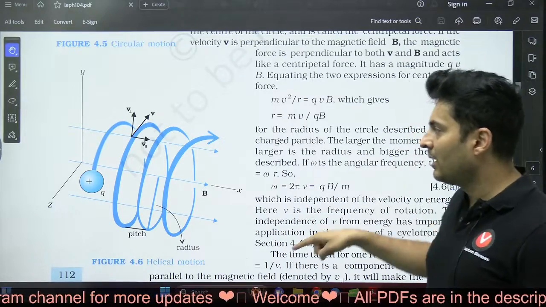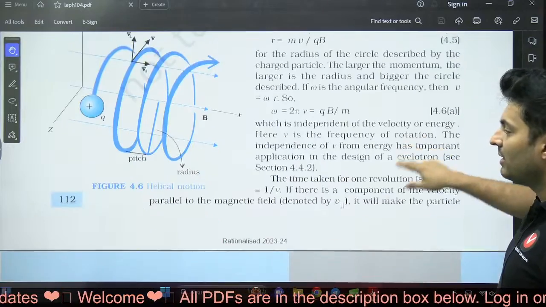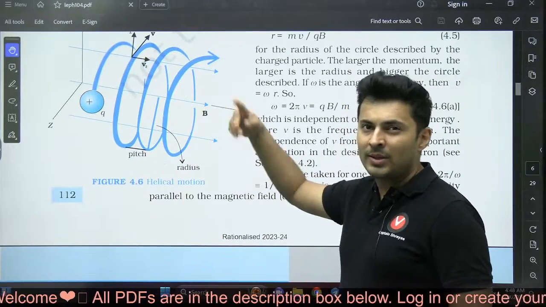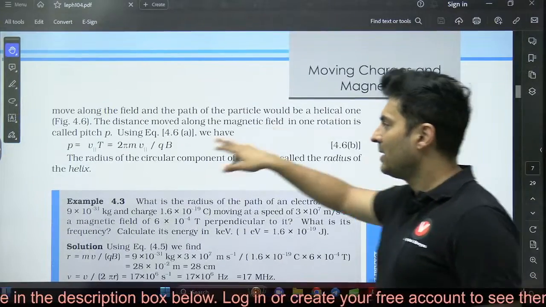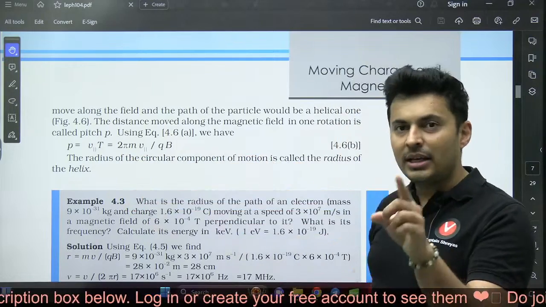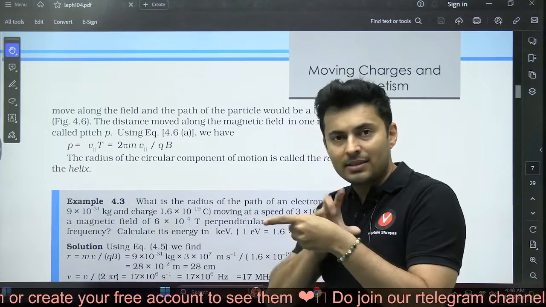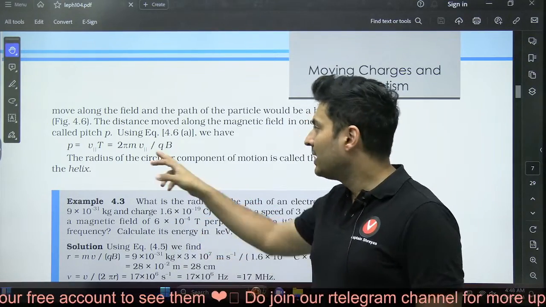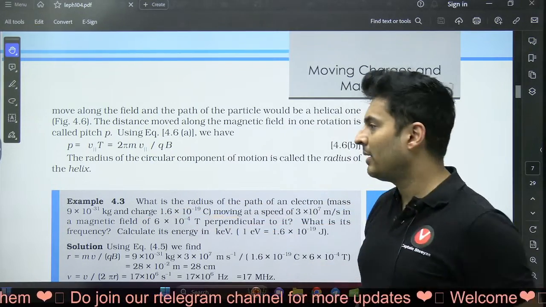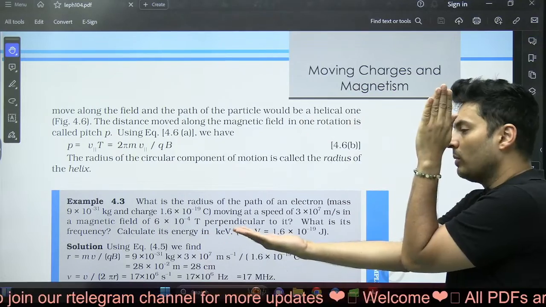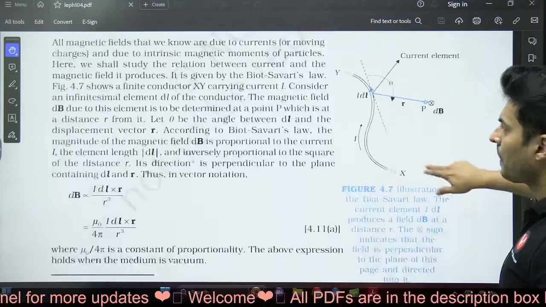But if you throw it at an angle, then it goes in a helical path, a spring-like path with a certain pitch. Pitch is nothing but how much distance it covers per revolution. That pitch is the velocity along the axis into the time period. Speed into time is the distance it travels in one time period, so that is 2 pi m by qB, the time period, into the velocity along the axis. You split the velocity into two components, one along the axis, and one perpendicular for the circular motion.